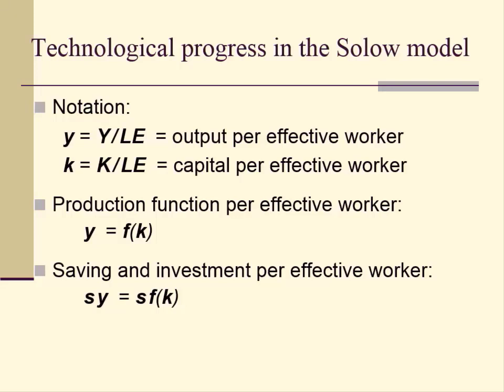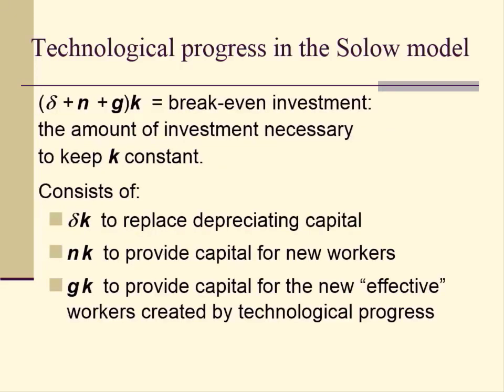And saving and investment per effective worker is expressed as s times y equals s times f of k, all lowercase letters. So the only thing that's new here compared to Chapter 8 is that g times k is part of the break-even investment. That is the amount of investment necessary to keep, in this case, capital stock per effective worker constant. And it consists of delta k to replace depreciating capital, n times k to provide capital for new workers, and g times k to provide capital for the new effective workers created by technological progress.